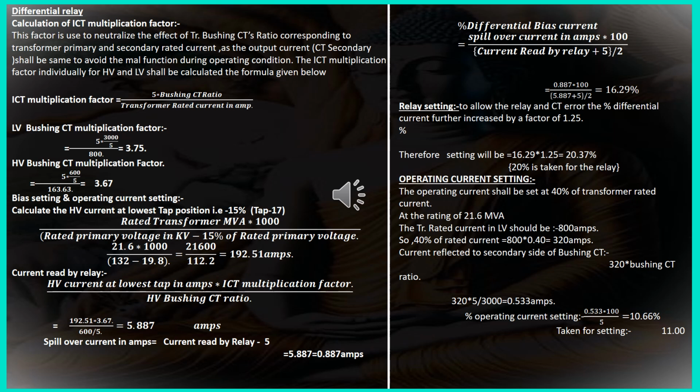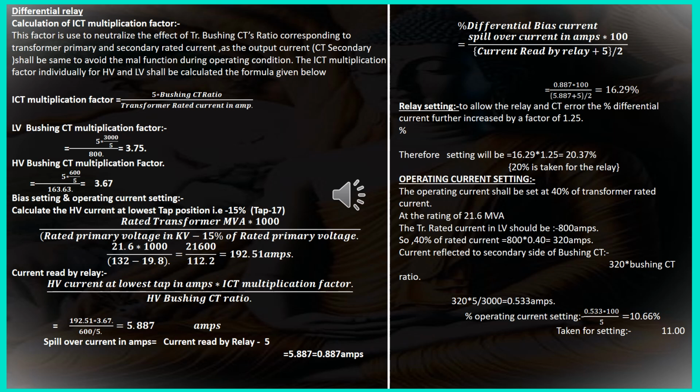So reverse the polarity, then it will act. So you can catch if your polarity is right or wrong. When you charge the transformer the first time, it will trip immediately. So you can confirm that I need to change the polarity of one of these bushing CTs.